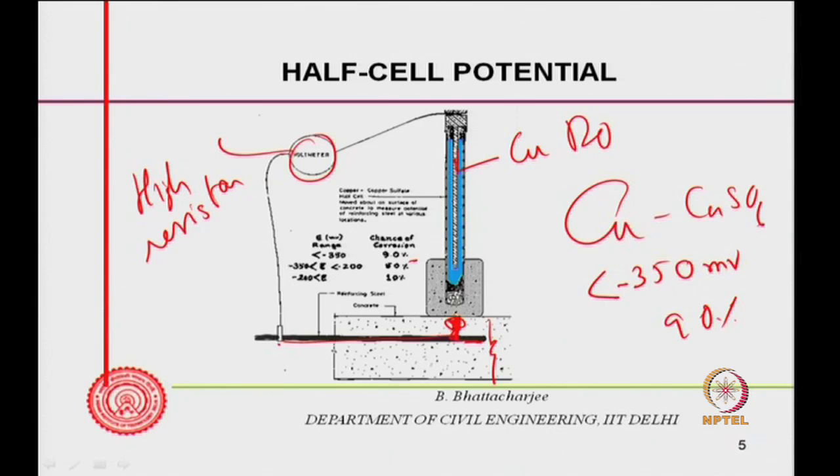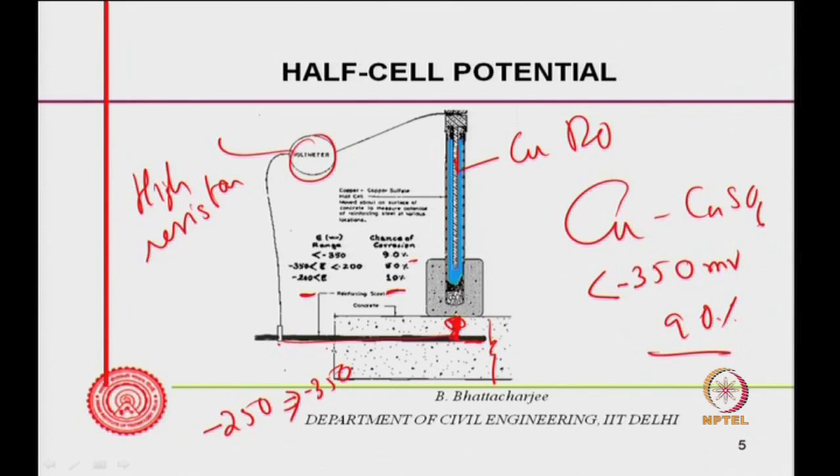90%, according to empirical observations in chloride ridden concrete. If it is more negative than minus 350 millivolt, chance of corrosion is 90%. But if it is between minus 250 and minus 350 millivolt, there will be a 50% chance; it may be corroded or it may not be. And if E is more positive than minus 250, then the chance of corrosion is only 10%.